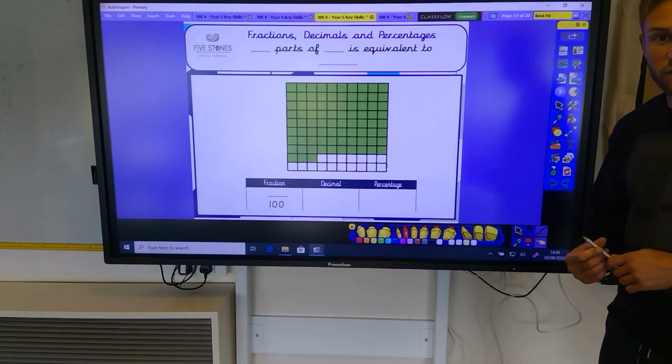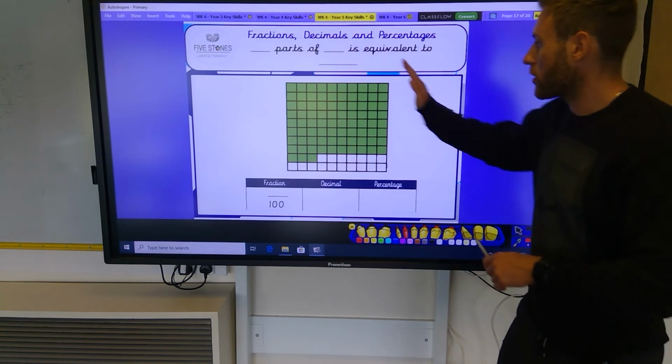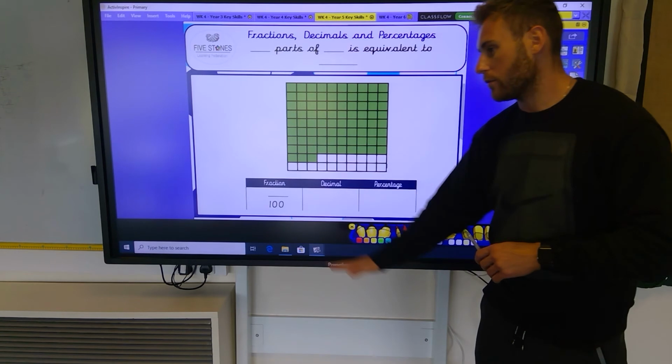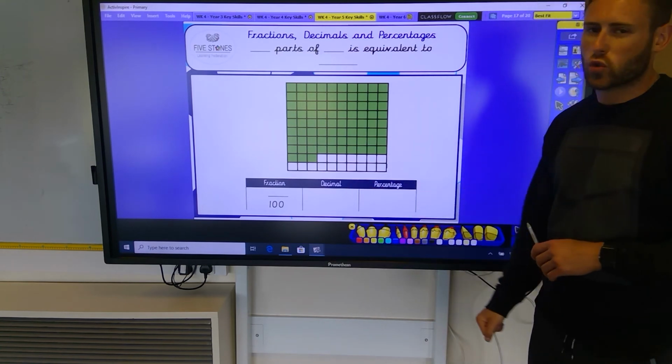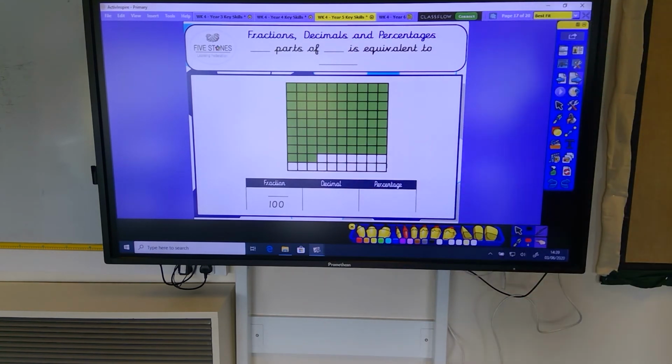Now, we've got a different representation. Please look at this representation, write it as a fraction out of 100, a decimal, and also a percentage. Off you go.